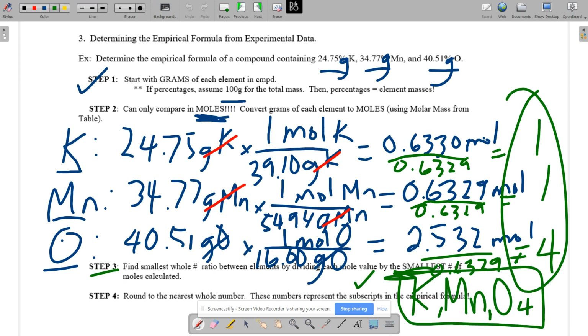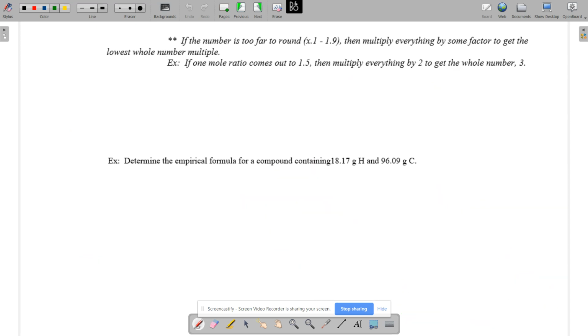So in this problem, the numbers came out perfect. It was easy. We were just done. Sometimes the numbers don't come out so nicely. Let's say in another example, when you divide by the smallest mole value, you got 1 to 1.5. Sometimes you can round to the nearest whole number if you're really close, but 1 to 1.5, you're too far from the nearest whole number to round.